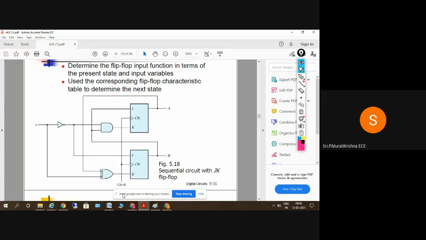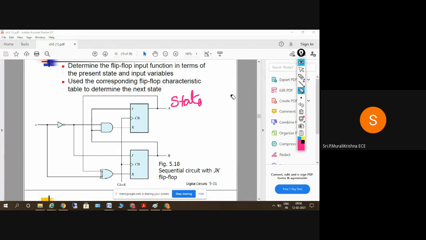Yeah. So first of all, in case of analysis, we have to find the state equations. Okay. So state equations have to be found from the circuit diagram. Then from the state equations, we have to find the state table. Okay, so state table is nothing but a combination of present states, inputs, next states and outputs.